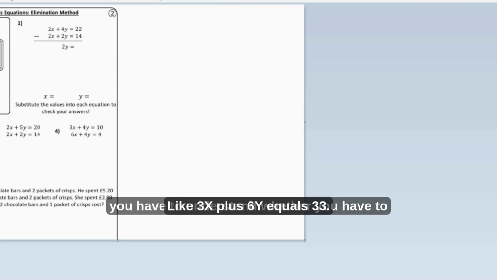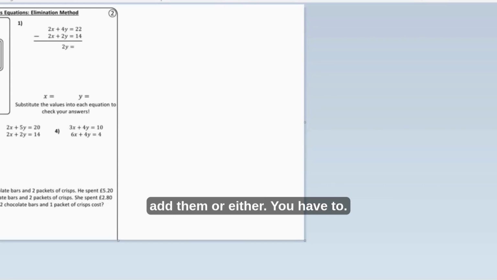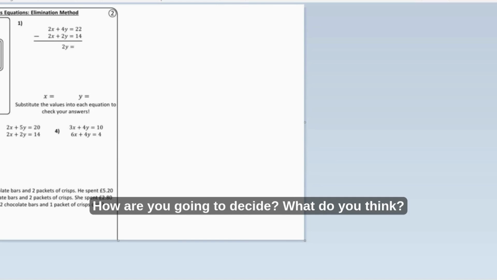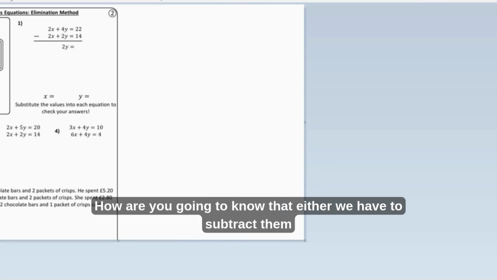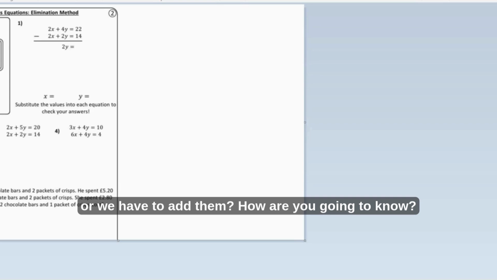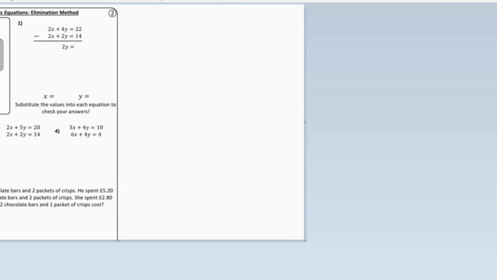Now you have to understand whether you have to add them or subtract them. How are you going to decide? What do you think? How are we going to know whether we have to subtract them or add them? I'm not quite sure, miss. Okay.